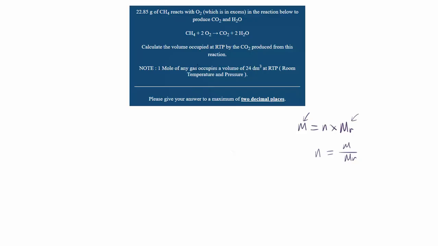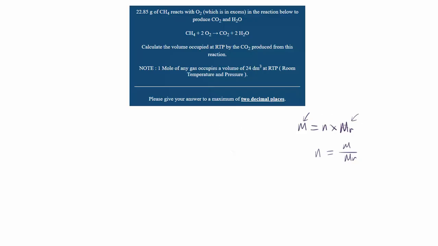And we've been told that the O2 is in excess, right? What does that actually mean for our question? Well, what it tells us is that the CH4 is going to be the limiting reagent, right? It's going to really be the main determinant of how much CO2 is produced. Okay, so let's go through the process of trying to work out the number of moles of CH4.